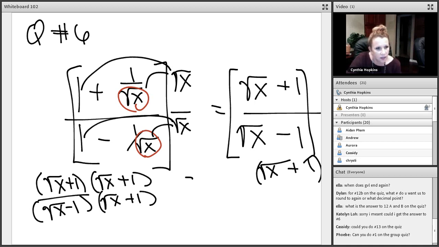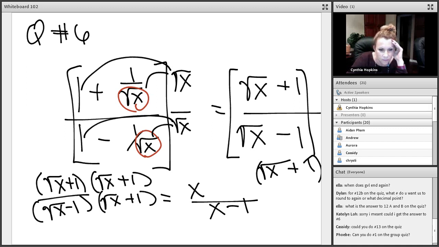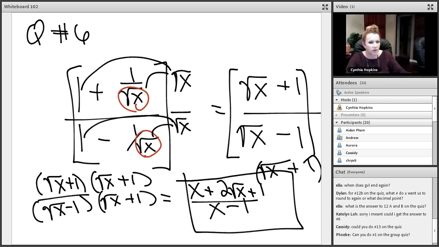Okay, in the denominator, square root of x times square root of x is x. My outers and inners cancel, and I get minus 1. So x minus 1 is my denominator. The numerator is going to be square root of x times square root of x is x. Then I get plus 2 times the square root of x plus 1. And not a thing can be simplified in that. Okay, that was number 6 on the quiz. x plus 2 rad x plus 1 all over x minus 1. Very good.